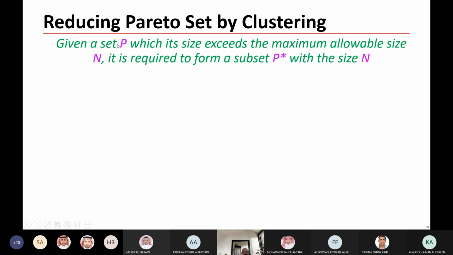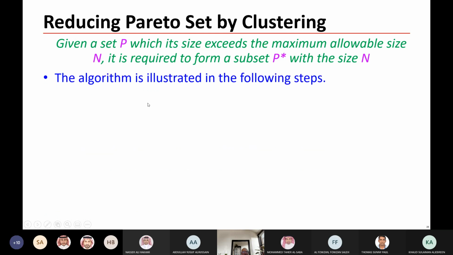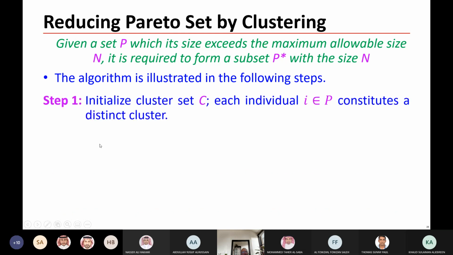As we have 9 solutions, and we need to reduce to 3 solutions only. The maximum size is 3 solutions in that example. So we need to eliminate 6 solutions, and we end up with 3 representative solutions. The algorithm is illustrated in the following steps.